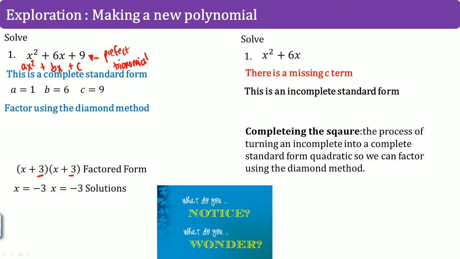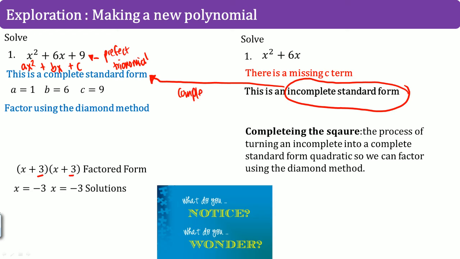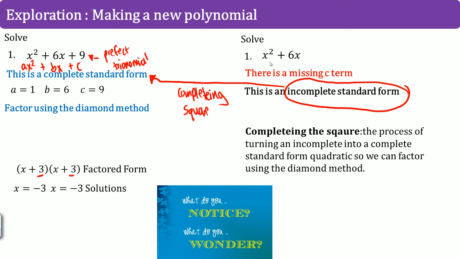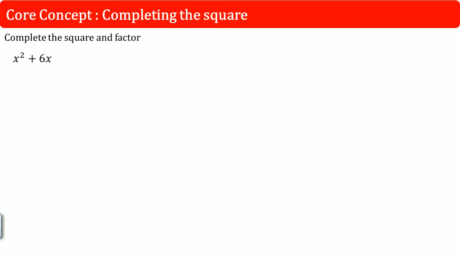This is the process of turning this incomplete standard form into the complete standard form. This is the process of completing the square. In your courses, your teacher might also show you visually how this looks, but I'm not going to be showing that. All right, so let's see how we got x squared plus 6x into x squared plus 6x plus 9. Let's see where that 9 comes from.